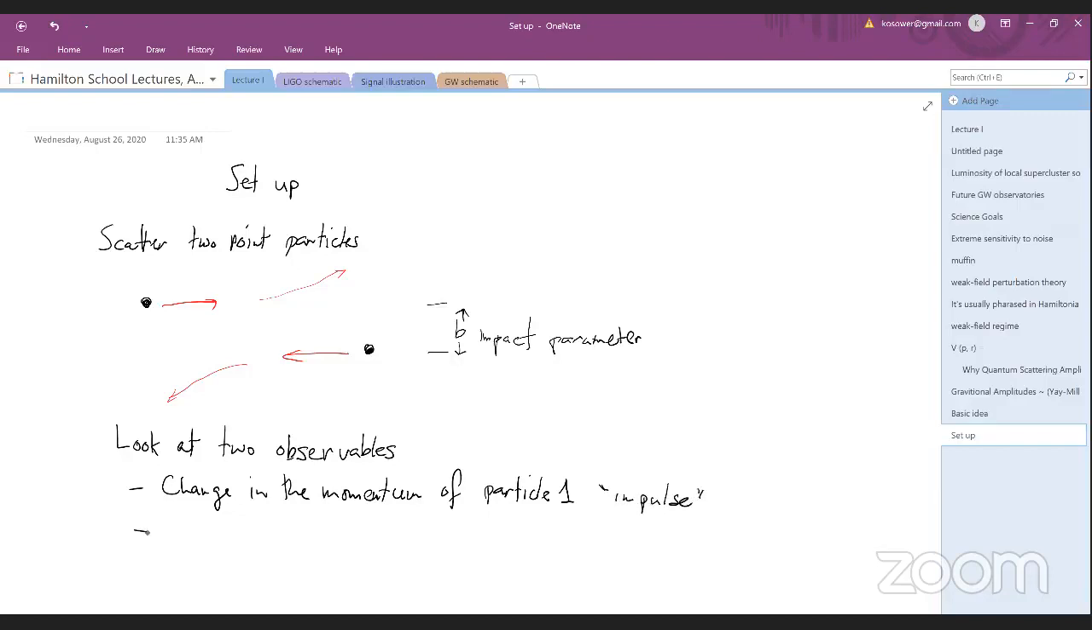And the other is the total momentum that is radiated during the scattering. That, of course, is closer to what we're interested in terms of gravitational waves.